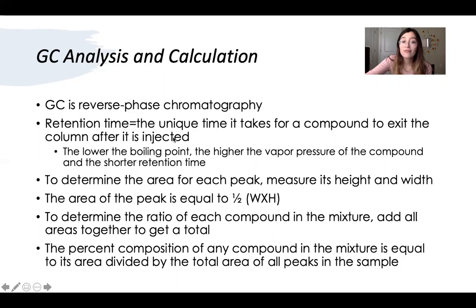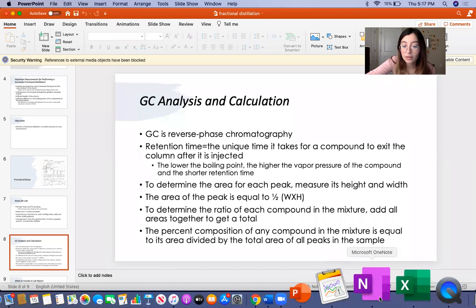To determine the area for each peak, measure its height and width. The area of the peak is equal to half width times height. To determine the ratio of each compound in the mixture, add all the areas together to get a total. The percent composition of any compound in the mixture is equal to its area divided by the total area of all peaks in the sample. So I know this is probably kind of confusing, so I'm going to explain it to you differently.